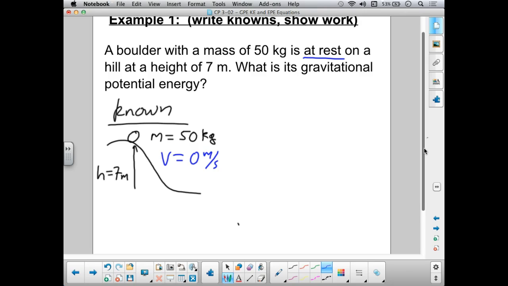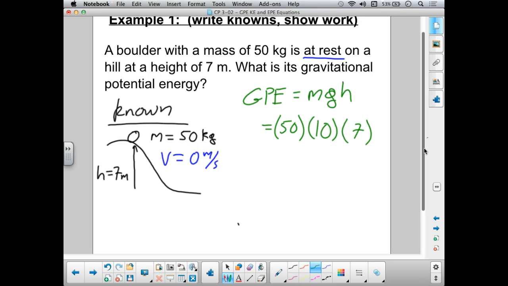Now, I'm asked to find the gravitational potential energy of this object. I'm going to look at my notes and write down the relationship between gravitational potential energy, mass, acceleration due to gravity, and height. This formula gives me that relationship. It says that GPE equals mgh. And now, when I want to solve this equation, I can just plug in what I know. I know that the mass is 50 kilograms. I know that g, the acceleration due to gravity, in this class we can approximate as 10. And the height of this object is 7 meters off the ground.